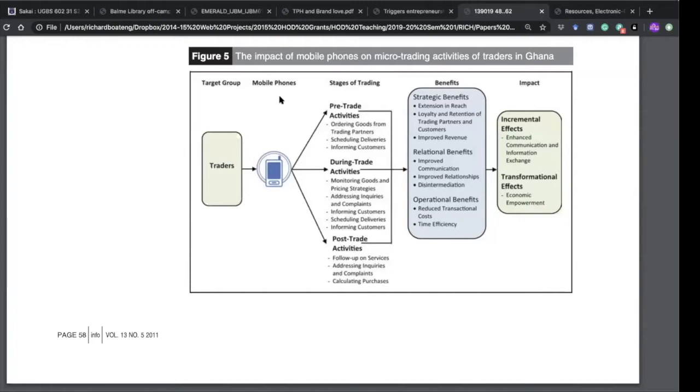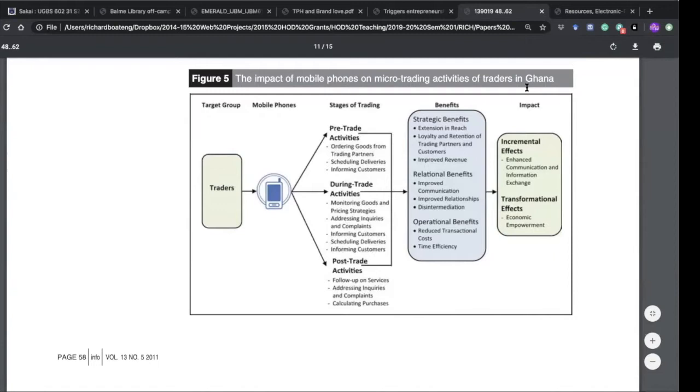In Ghana, he studied it. He said that on the impact of mobile phones on micro trading activities in Ghana, this is what I found. I didn't find anything for production, so production fell out. But I found transformation and incremental effects. I found some strategic benefits. I found relational benefits. I found operational. Then I realized what happens in pre-trade, during trade, and post-trade.